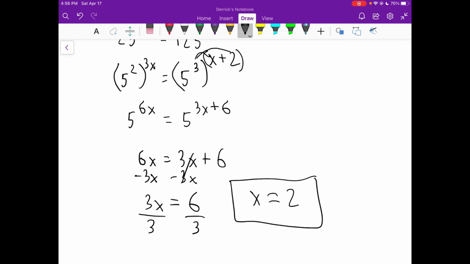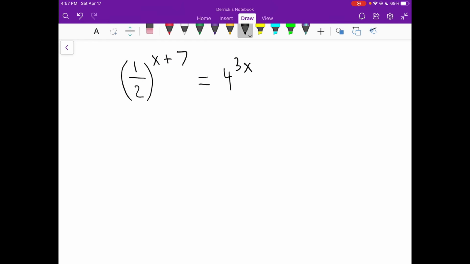That's how you can use the one-to-one property to solve exponential equations. Let's look at another example here where we have two exponential terms. This time we have bases of 1/2 and 4. Now at first glance, it may not seem like this is something that we can rewrite to have the same base. But, again, if you remember our properties of exponents video, we did talk about a property that dealt with negative exponents. Negative exponents cause us to effectively get reciprocals. They cause us to flip our base.